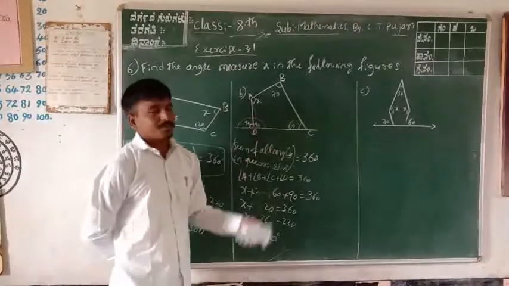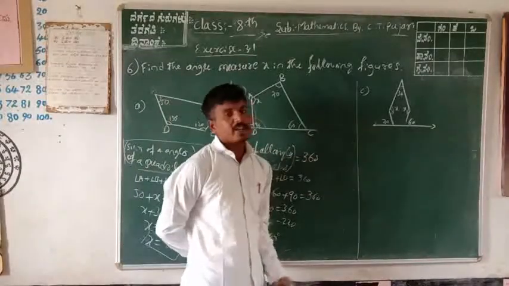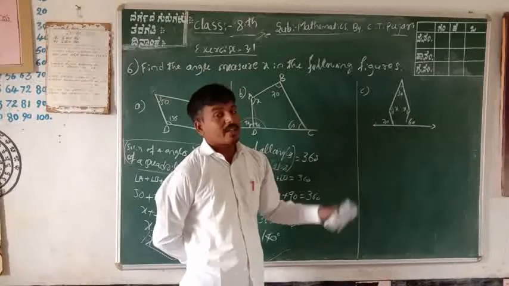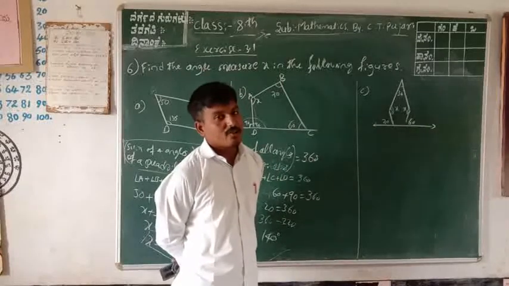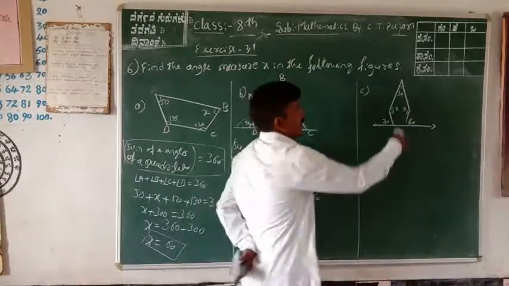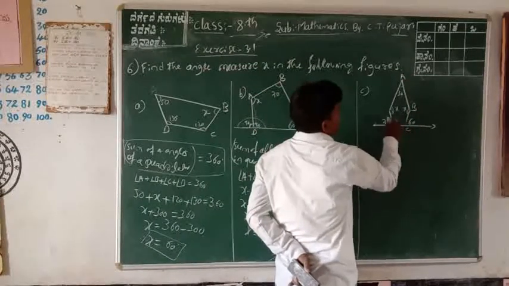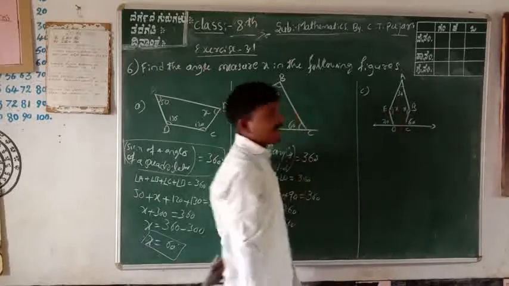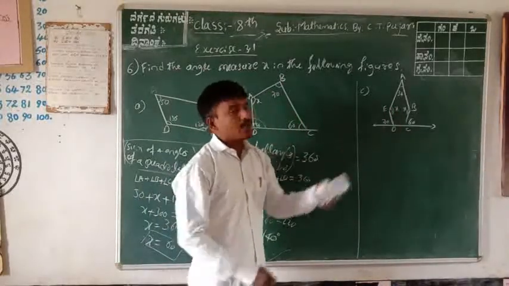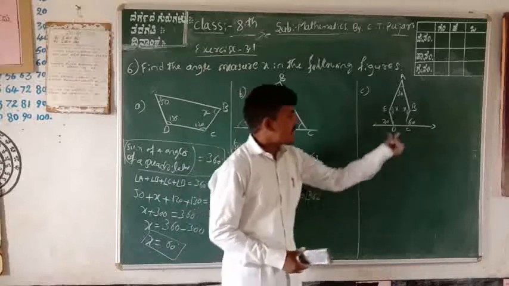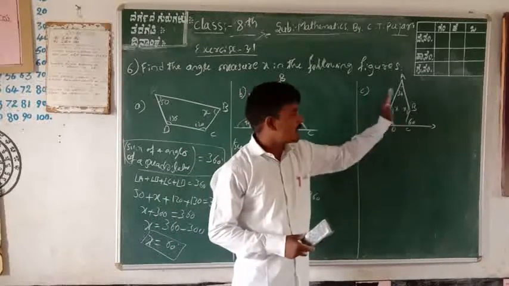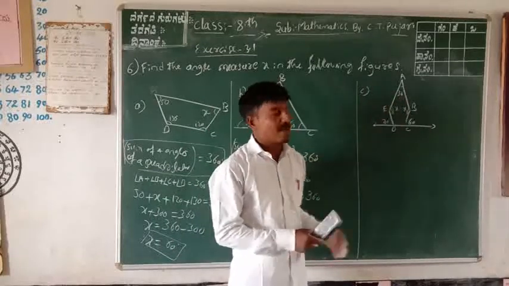What about this one? This is also one polygon. But what is the name of the polygon? That is also most important. Angles A, B, C, D, E: five angles are here. That is a pentagon. The five sides are here. That is a pentagon. This polygon's name is pentagon.